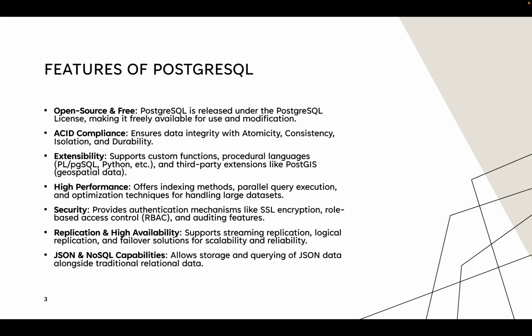Number 5, it has security. It provides authentication mechanisms like SSL encryption, role-based access control, and auditing features. It has replication and high availability. It supports streaming replication, logical replication, and failover solutions for scalability and reliability. Finally, JSON and NoSQL capabilities. It allows storage and querying of JSON data alongside traditional relational data.